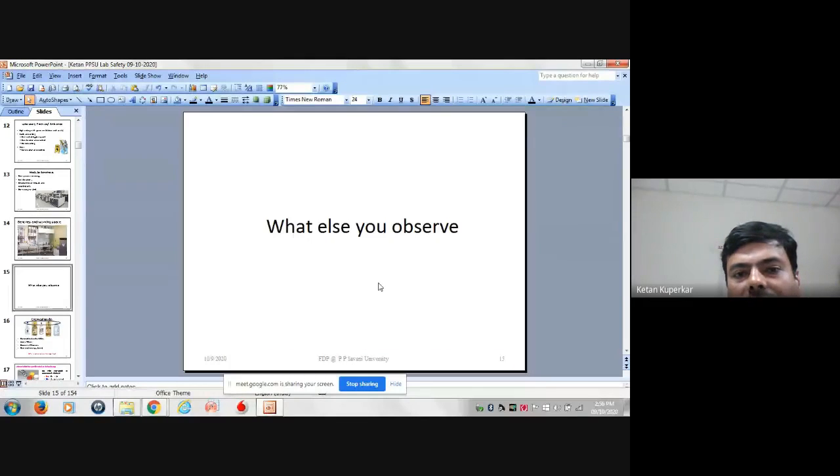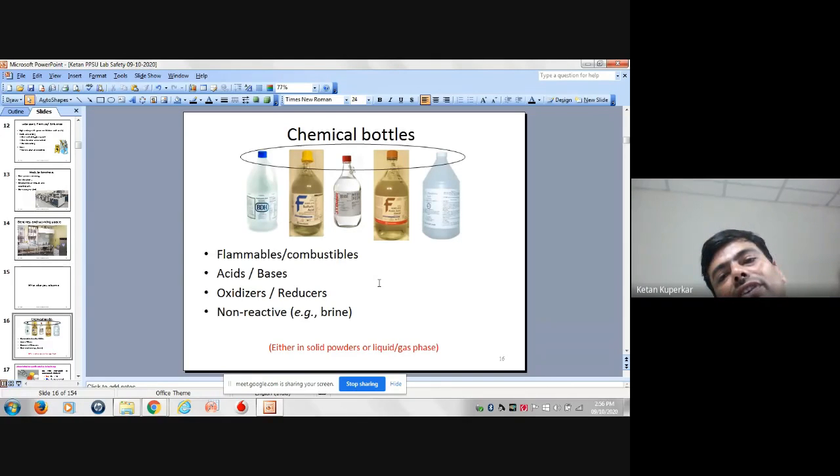Now, what else do you observe apart from the furniture, apart from the sign alert symbols or the posters? What else you observe are the different sizes of bottles which have several chemicals in them. I have encircled here some interesting part of the bottles which only a few of you must be knowing about, the fact why this has been encircled.